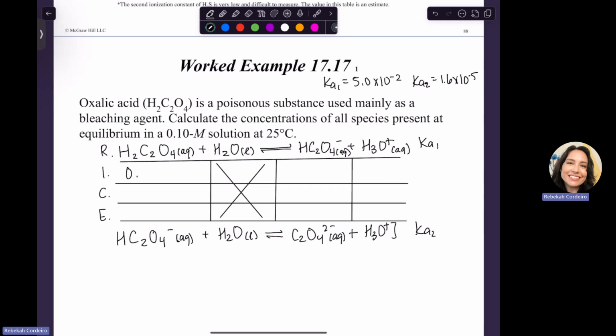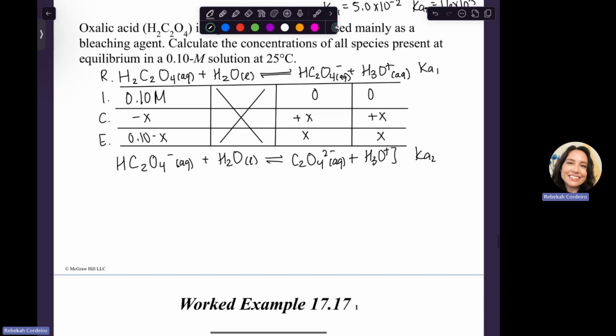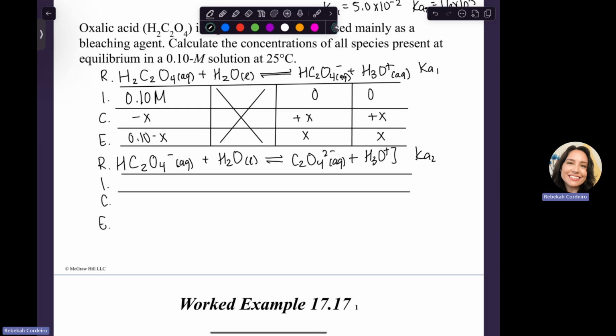So if I start with 0.10 molar of my initial solution, I would start with 0 here. We would have minus x, plus x, plus x. So we would have 0.1 minus x, probably treating x as small. Then what would be our initial for the next one? For the next one, it would be whatever our equilibrium was of that ion would be the initial for the next one.